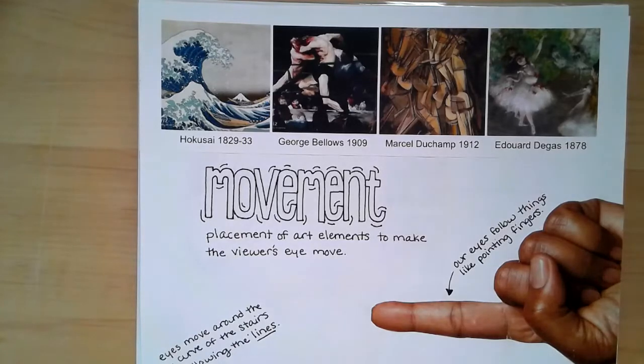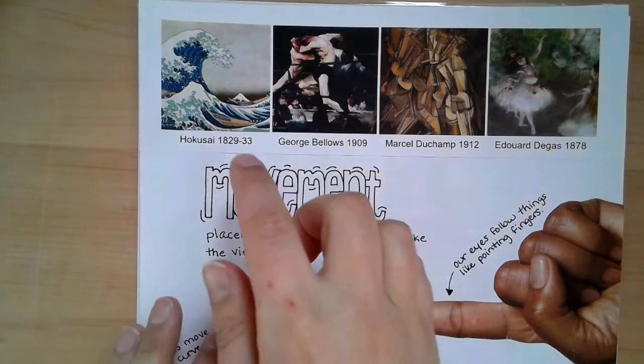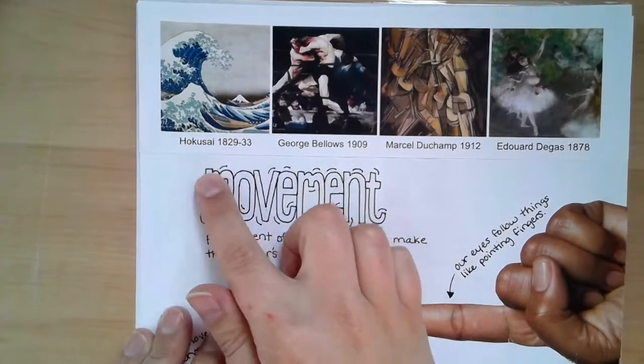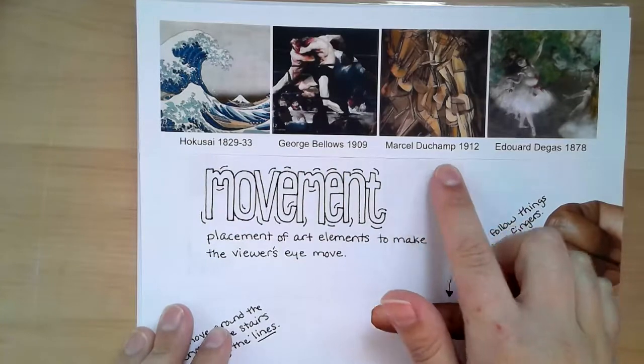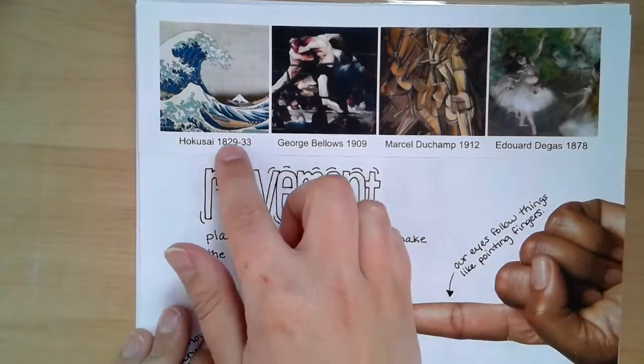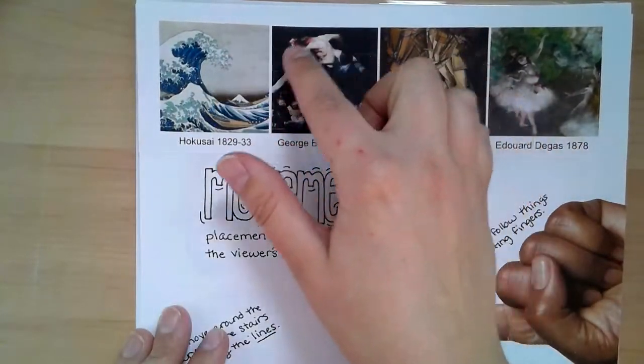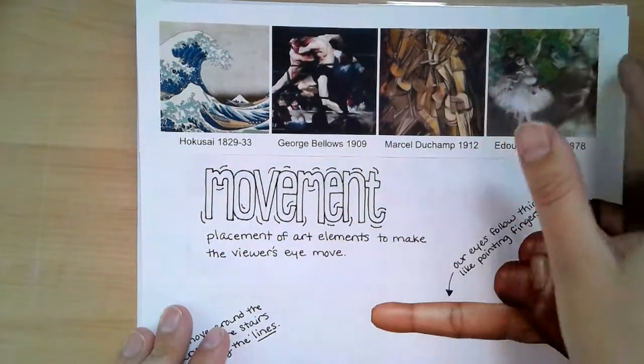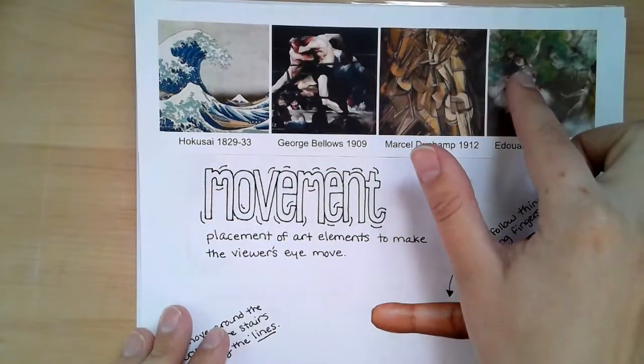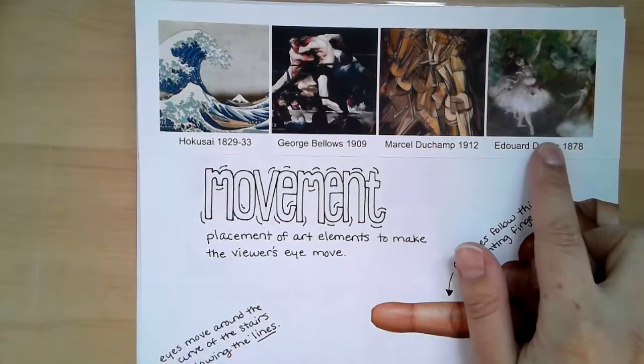This week we have been talking about the principle of movement, and here are the artists that we've been talking about. We were talking about Hokusai, George Bellows, Marcel Duchamp, Edward Degas, and how they use movement in their artwork to make us look at certain things in their art, which is really cool.